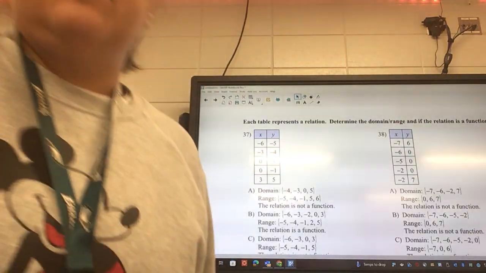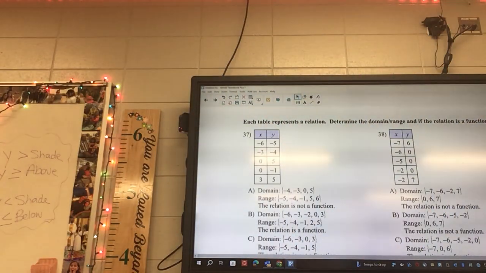Function? As if it doesn't have repeating numbers. So on what, the x's or the y's? The x's. So if the x's repeat, then it is not a function. So, do these x's repeat? Yes, so we know that it's not a function.